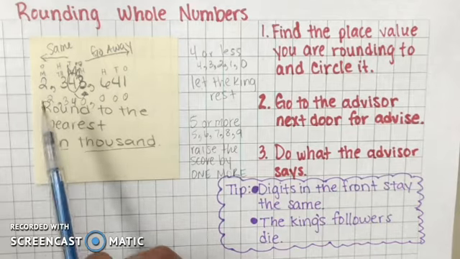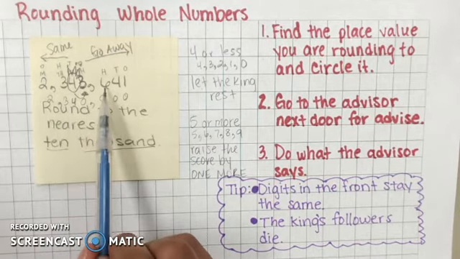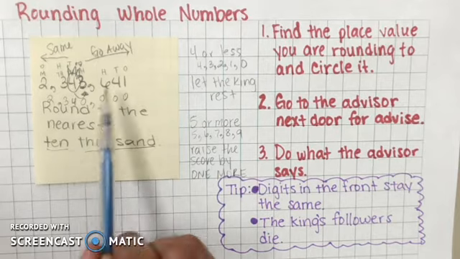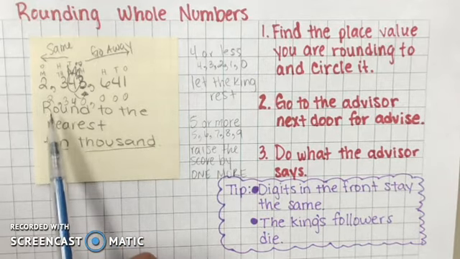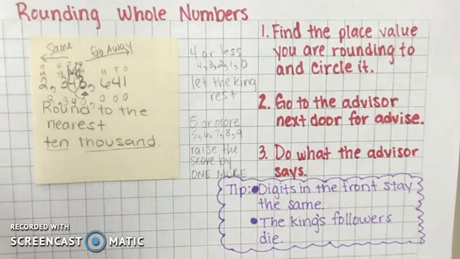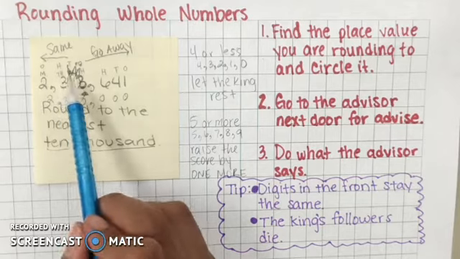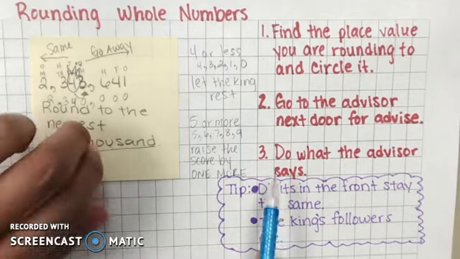Okay, so this shows me that the number 2,343,641, when rounded to the nearest 10,000, rounds to 2,340,000. Okay, and I'll show you the exception to the rule that everyone stays the same, because sometimes when you have to round, it'll set off a chain of events. So let's go ahead and do another example that does not follow the rule that the digits in the front stay the same, because it's kind of fun.